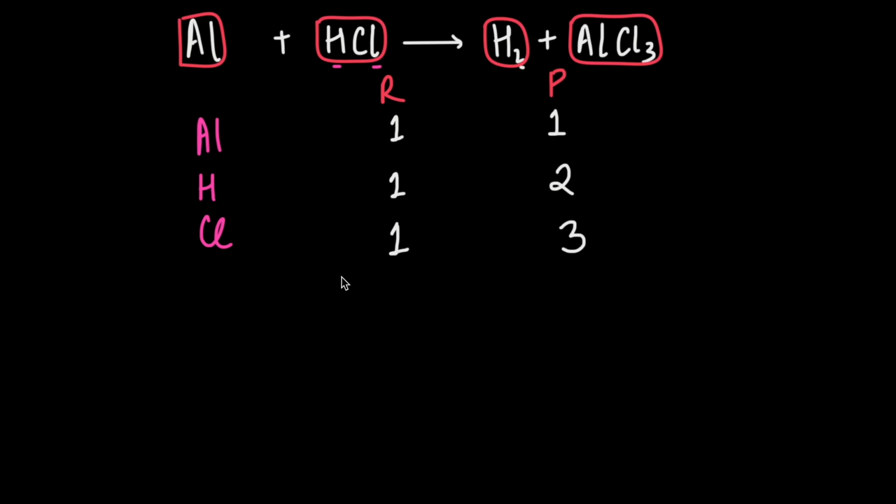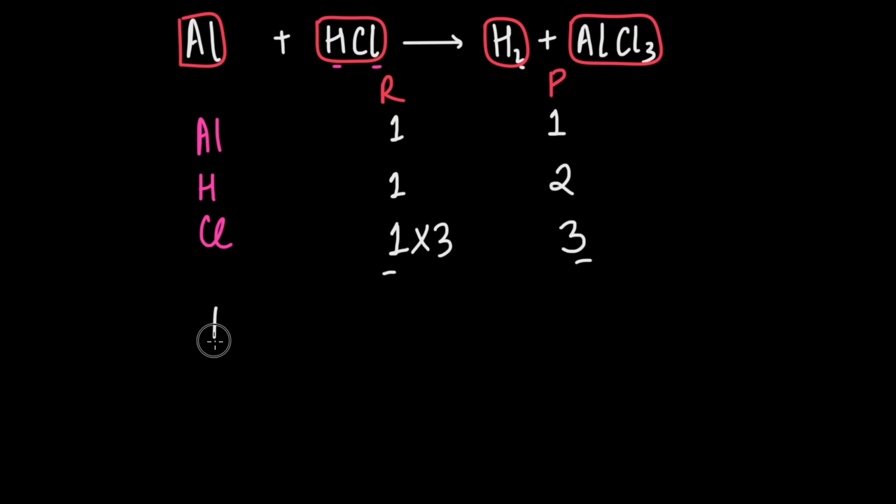Third step was to identify the element with the highest number of atoms. And in this case, that is chlorine. So we're going to start with chlorine. We will have to take the LCM of 1 and 3. That is 3. Product side is already 3. To make the reactant side 3, we're going to multiply the reactant side with 3.